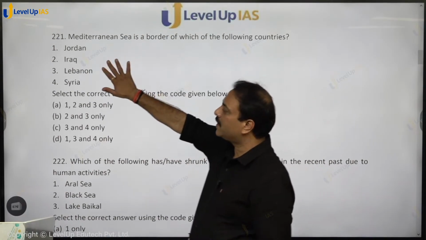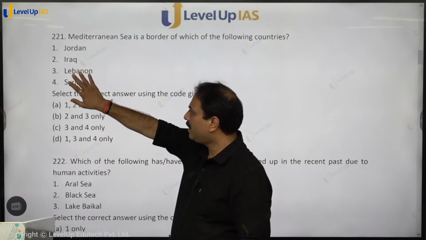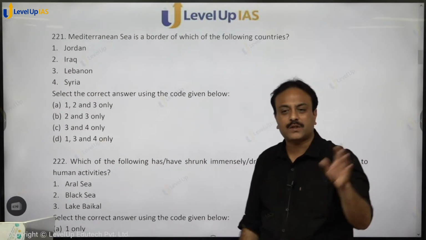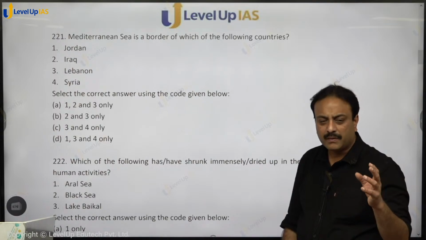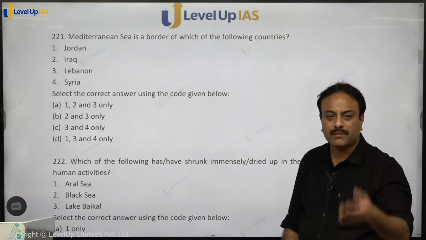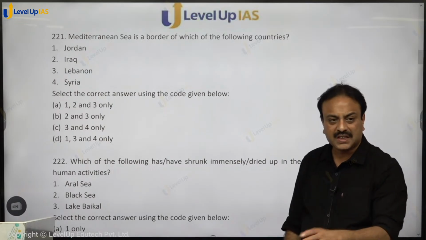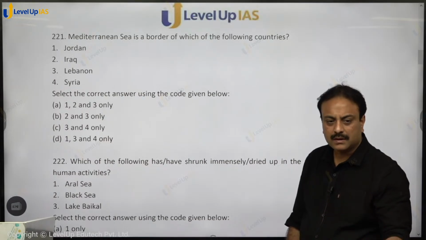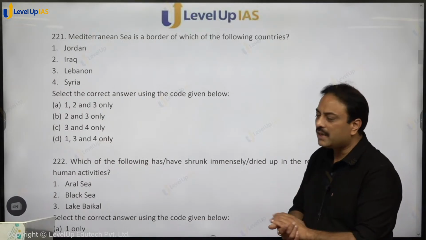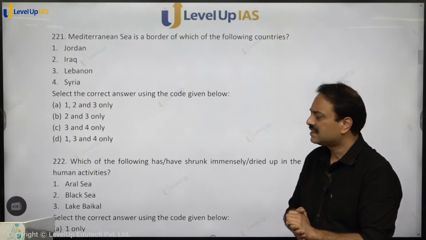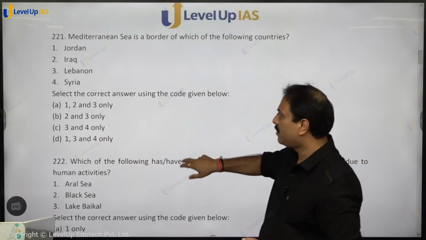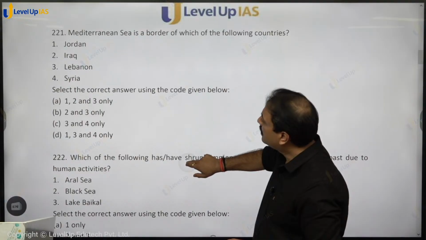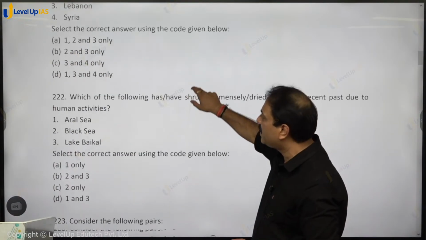Learn the capital for these 4 countries. Jordan, not Iraq, Lebanon, Syria and Israel. And arrange them north to south, east to west. A very simple question UPSC can ask, arrange the capital of all the 4 countries north to south or east to west. So Damascus, Beirut, Jerusalem, and for Jordan it is, I am missing the capital of Jordan, check for that. Here the answer will be 3 and 4. Option C for cat will be the right answer.